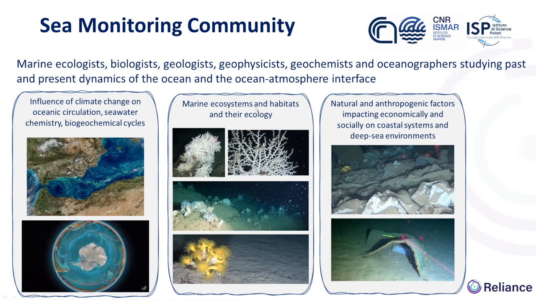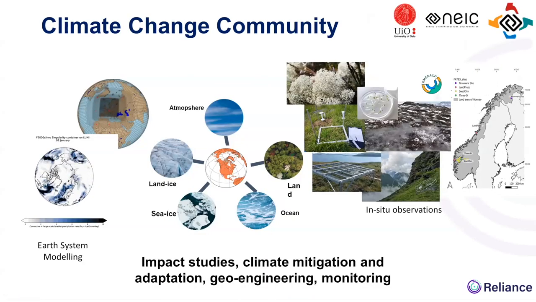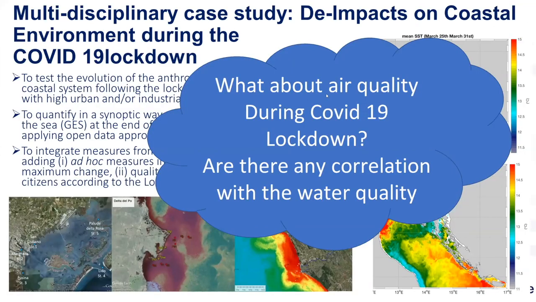The air monitoring community on the other side is working on air and on air system modeling to study the impact again and to study climate mitigation and adaptation together with geoengineering and monitoring. So let's see how these two communities can meet for solving some specific problem, working on water and on air. So what about the multidisciplinary case study that we faced in RELIANCE?